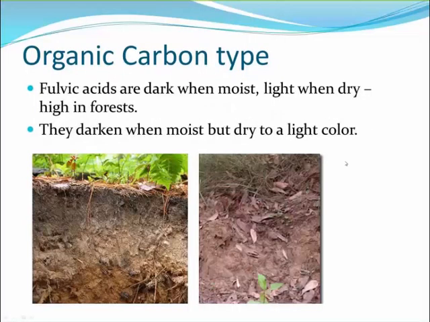In forested areas, we get a dominance of fulvic acids. And the difference between a fulvic acid and a humic acid, as far as color goes, is that humic acids are very dark when they're moist, but they stay dark when they dry out. Fulvic acids, on the other hand, are very dark when they're moist, but they turn very light in color when they dry out. So it's a difference in how dark that soil appears when it's dry.